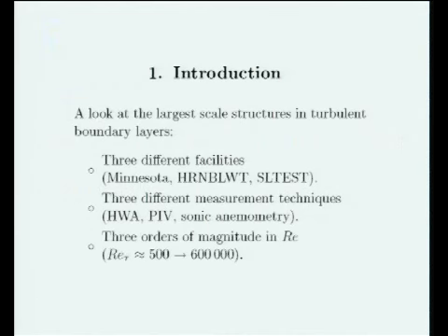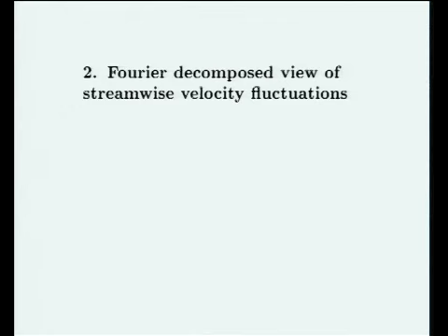Okay, so this talk, as Joe said, is just going to look at the very largest scale structures in turbulent boundary layers, the so-called superstructure. And to do this, I'm going to be looking at data from 3 separate facilities, but more importantly, data covering 3 orders of magnitude in Reynolds number. So from a Kármán number of around 500 up to Kármán numbers of 600,000 in the desert.